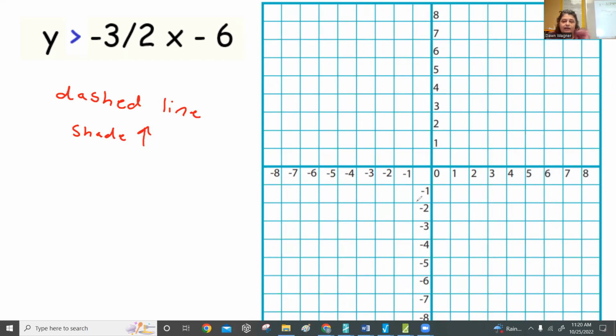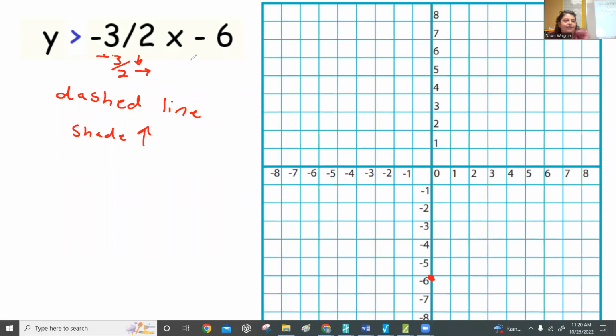So I'm going to a -6. Here's my -6. And I'm going to then use my slope. My slope is -3 over 2, which means down 3 over to the right 2. 1, 2. Do I have enough room? No, I don't think I have enough. On your paper, is there not? I don't have enough room. When that happens, I have to switch these signs around.